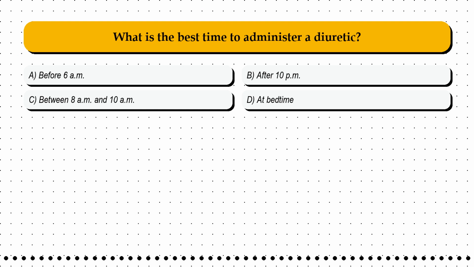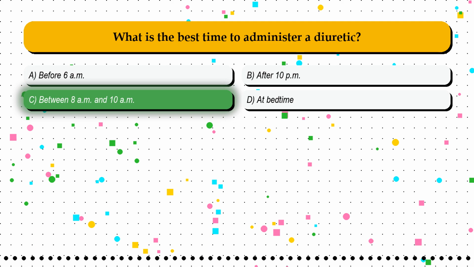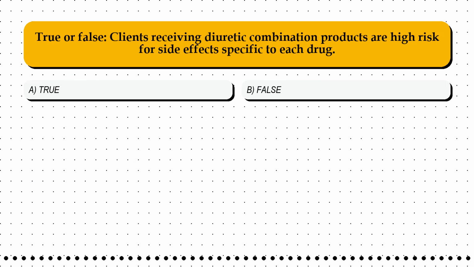Question 144. What is the best time to administer a diuretic? Option A, before 6 a.m. Option B, after 10 p.m. Option C, between 8 a.m. and 10 a.m. Option D, at bedtime. The correct answer is option C, between 8 a.m. and 10 a.m.